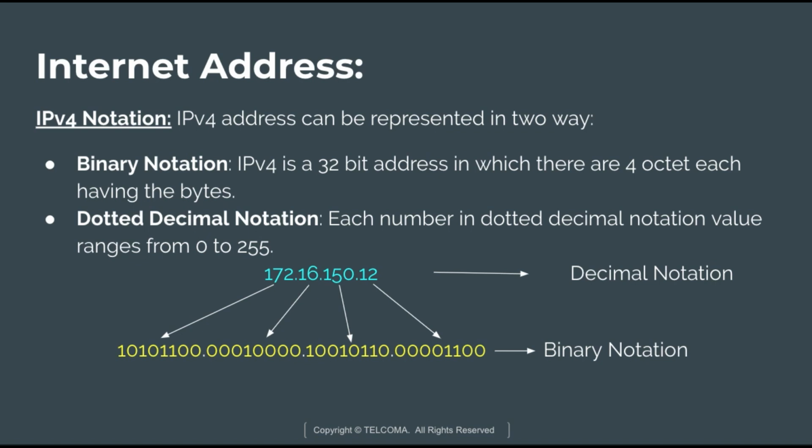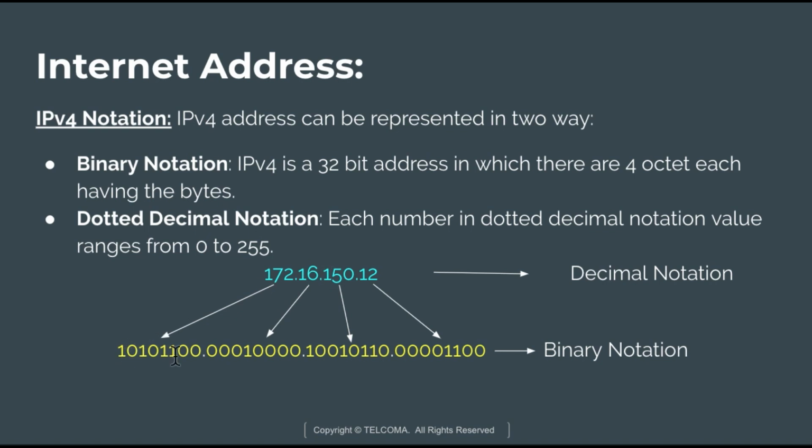Next is the IPv4 notation. So here the IPv4 address can be represented in two ways. The first one is binary notation and the second one is dotted decimal notation. As we know, IPv4 is a 32-bit address. Here they are represented in 4 octets, and each octet has the bits 0 and 1. So here you can see that this is the binary notation of this address.